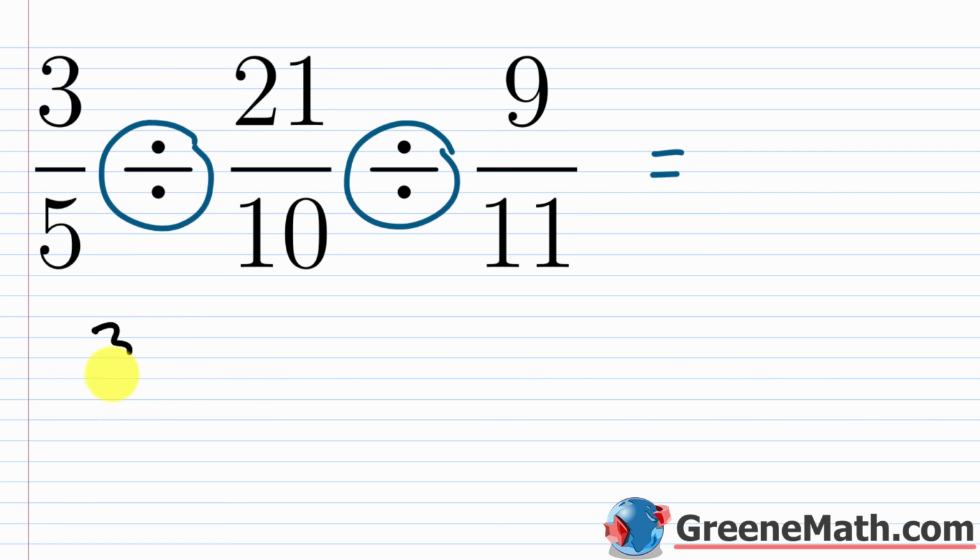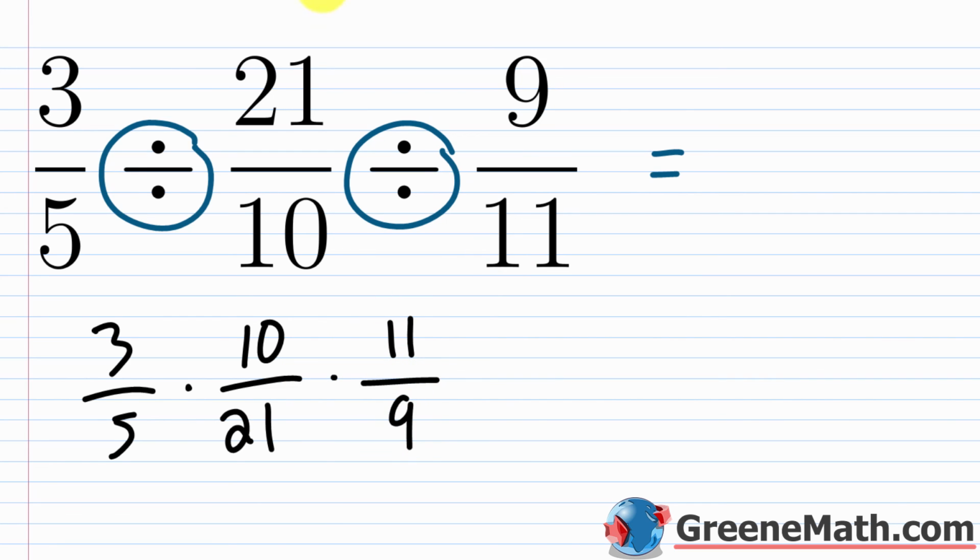I'm going to do this as 3/5. I'm going to convert this division to multiplication by the reciprocal. So times 10 over 21. And then I'm going to convert this division into multiplication by the reciprocal. So times 11 over 9. So once you have it written this way, now it's a little bit easier because I can go through and just cancel things in one shot. So I can say, are there any common factors that I can cancel away between any numerator and any denominator?